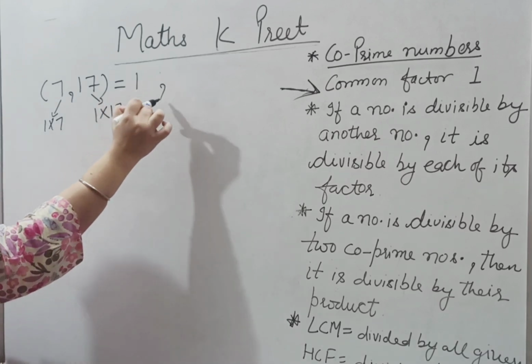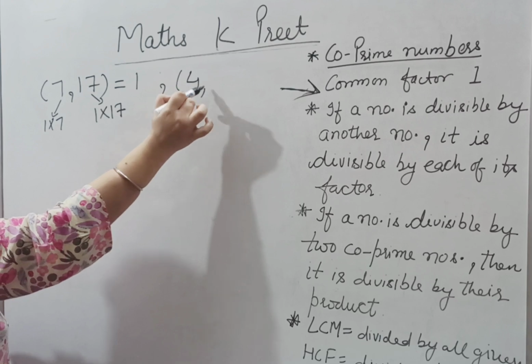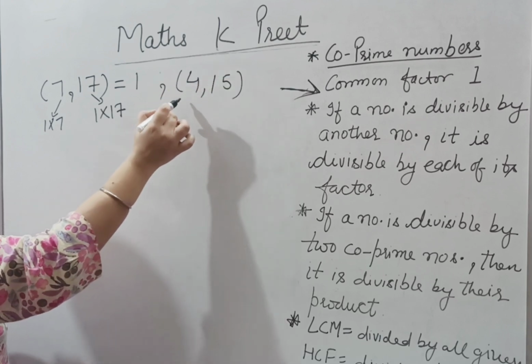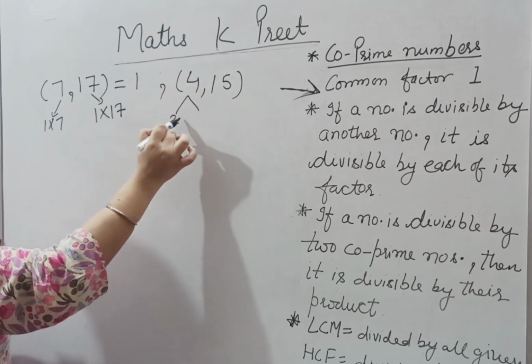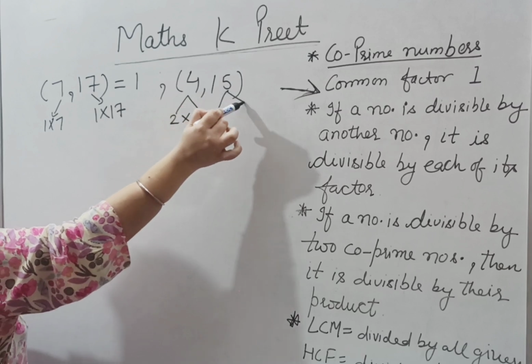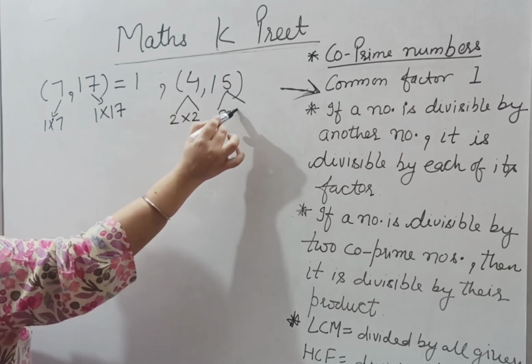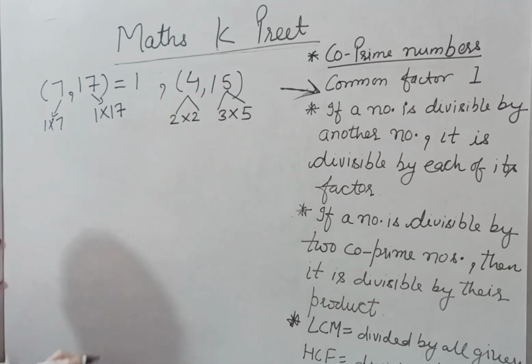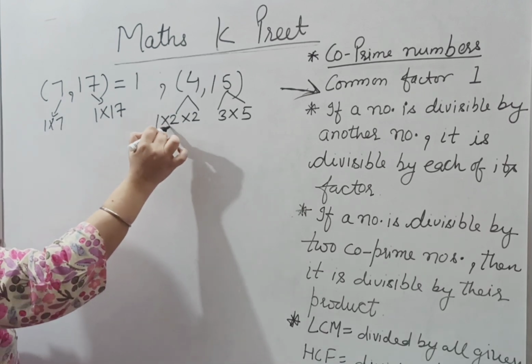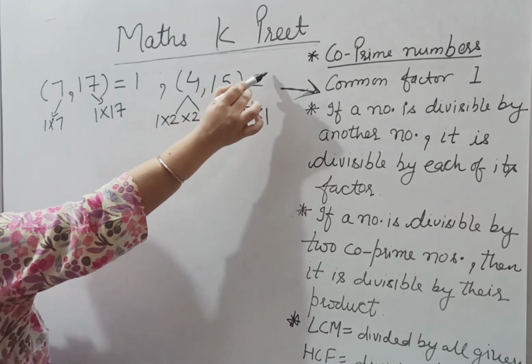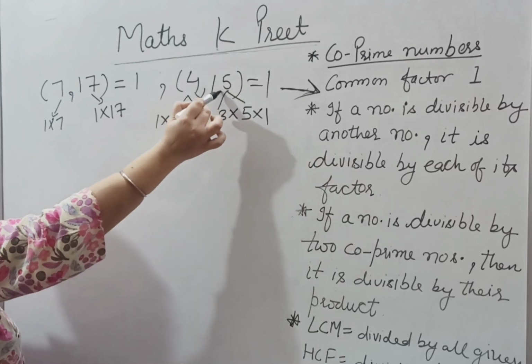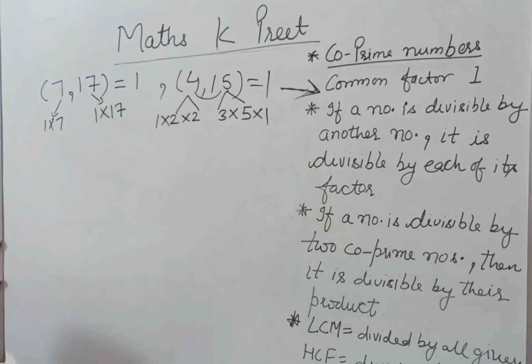Let's take another pair, 4 and 15. The prime factorization of 4 is 2 times 2, and of 15 is 3 times 5. They have nothing in common except 1. So the common factor here is 1. Any two numbers that have only 1 as a common factor are co-prime to each other.